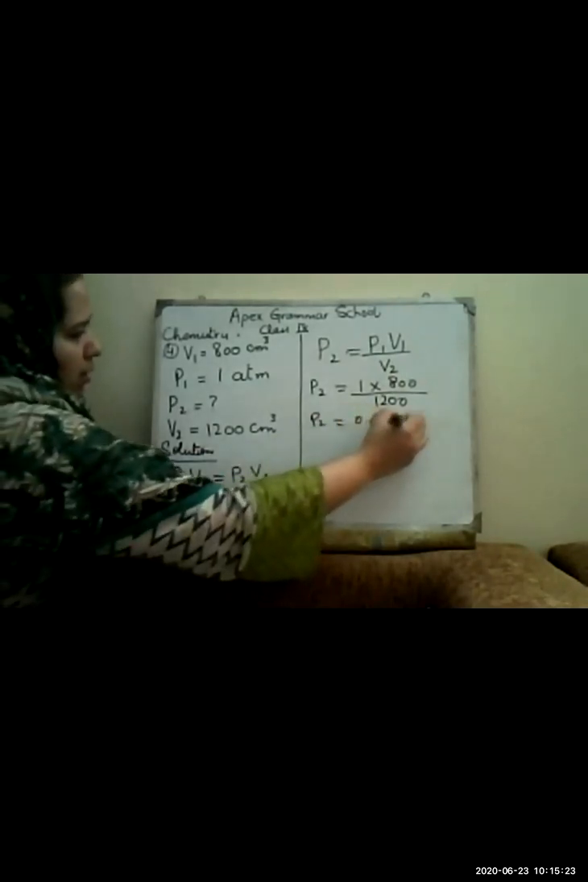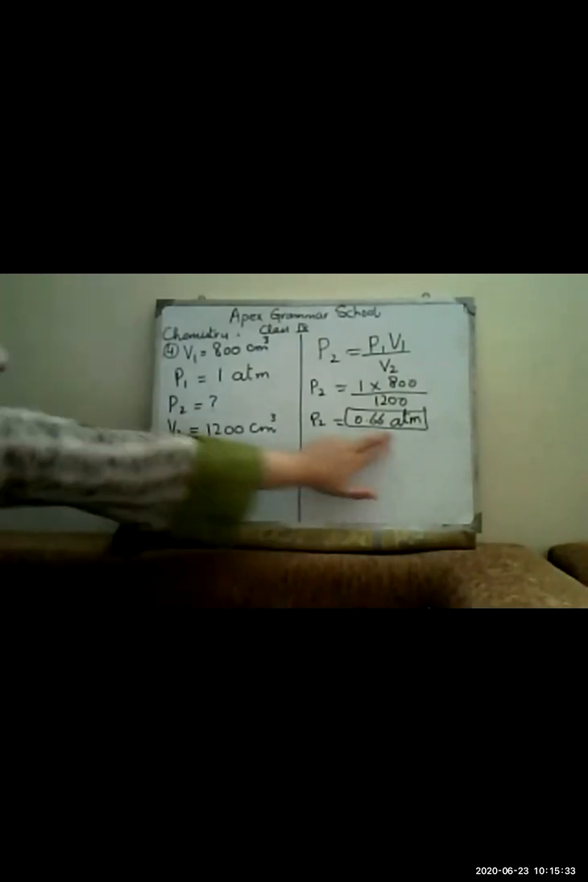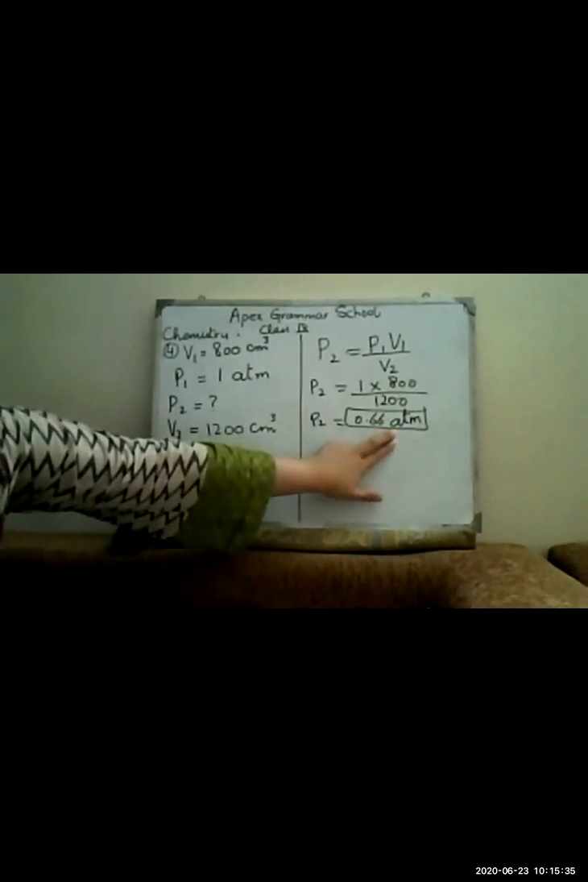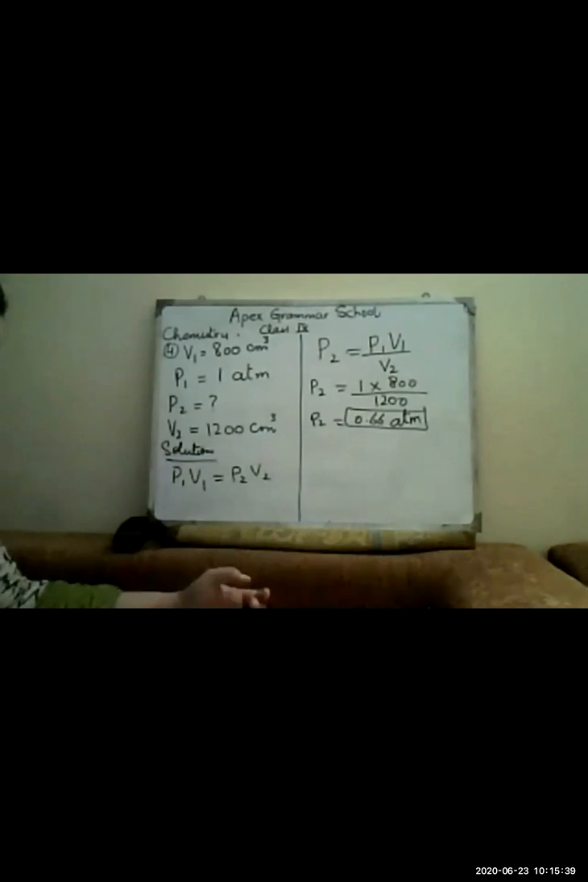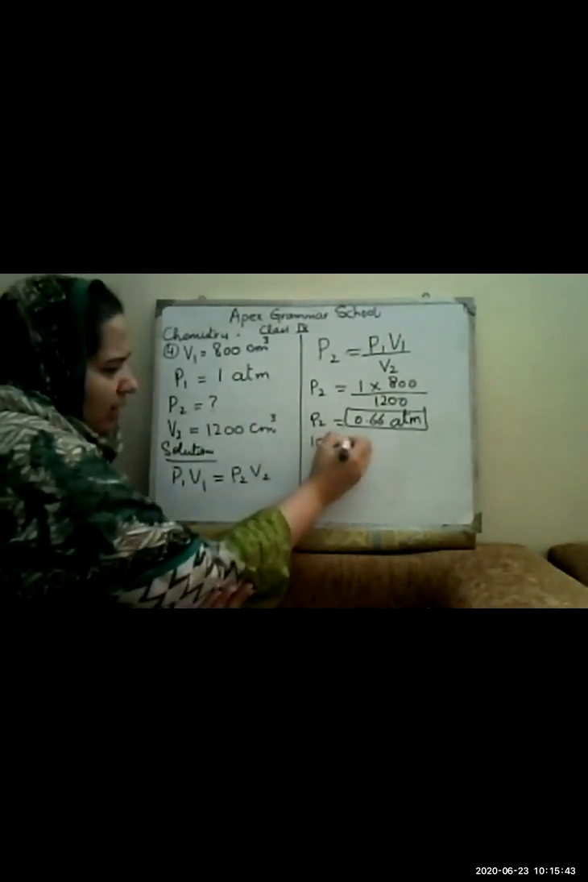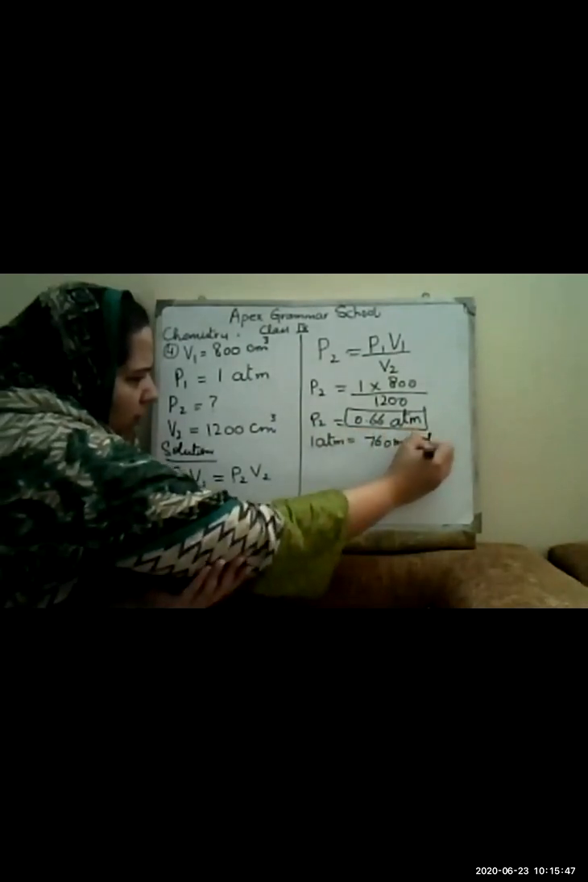The answer will be 0.66. It's in atmosphere. Now, if you again read the statement, the pressure should be in millimeter of mercury. So we can say that we have to convert this atmospheric pressure into millimeter of mercury. How will we convert it? We will say that 1 atmosphere is equal to 760 millimeter of mercury.